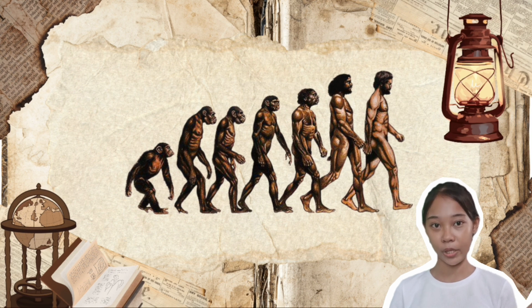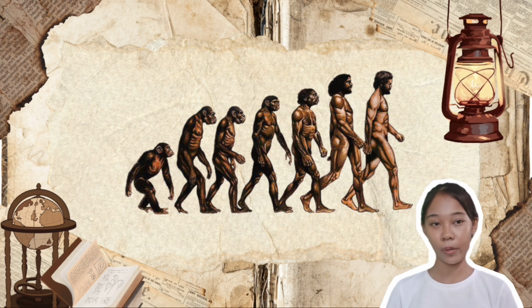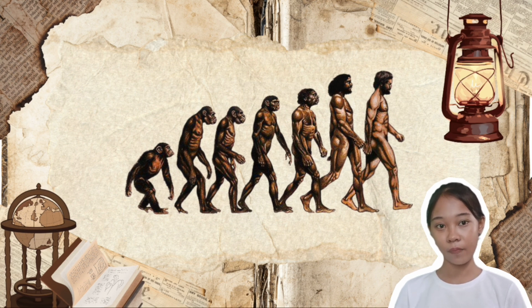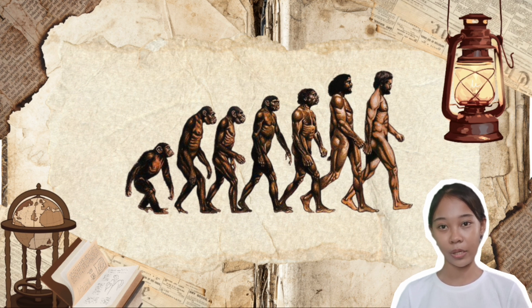Darwin's famous work on the origin of species describes the tree of life, where all species share a common ancestor and evolve through a process of branching, resulting in biodiversity.